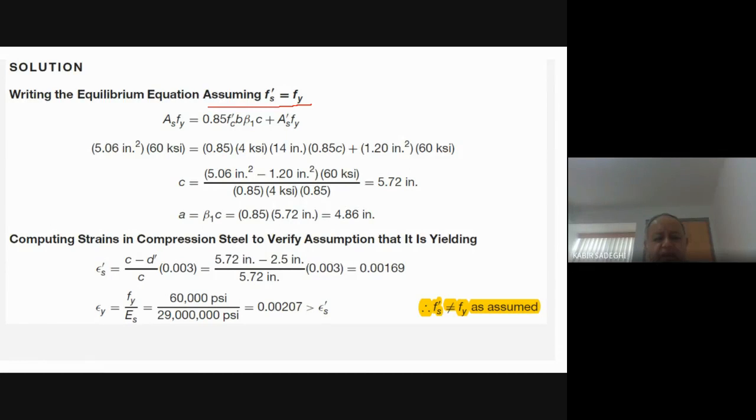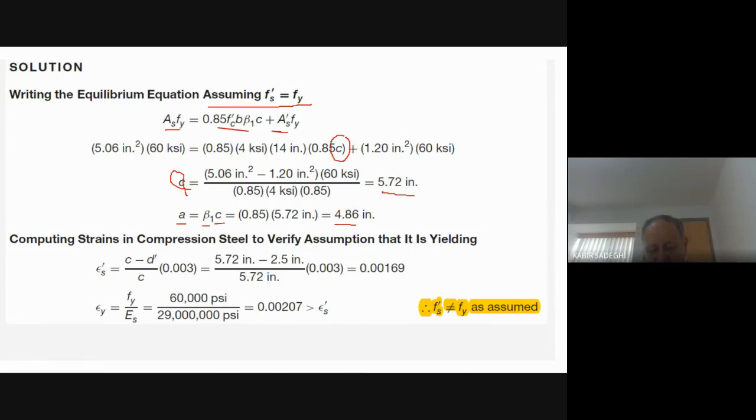If we apply the equation of equilibrium that we had before, and again, the only unknown here is c, we calculate the value of c. We find 5.72 inches, and we calculate a again, beta 1 times c. We find a.